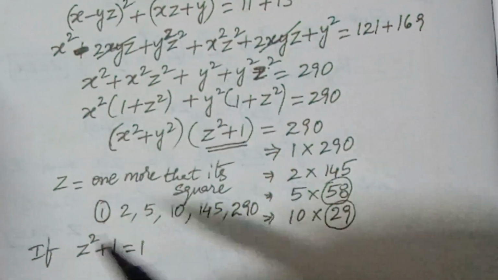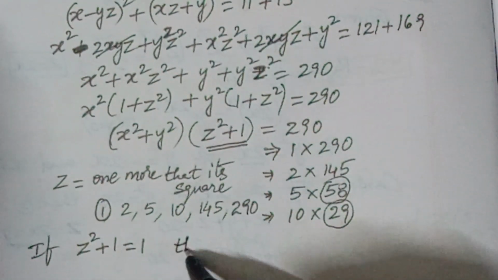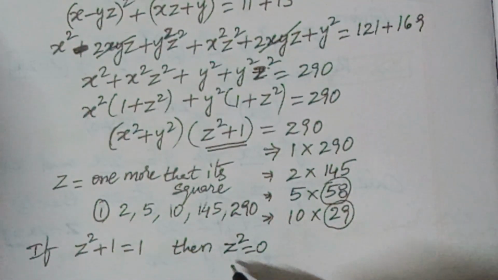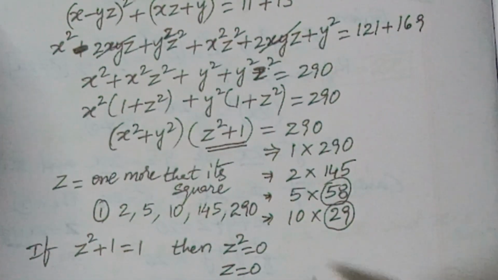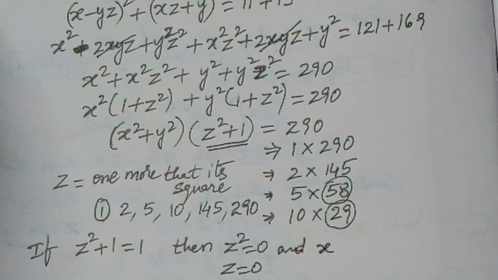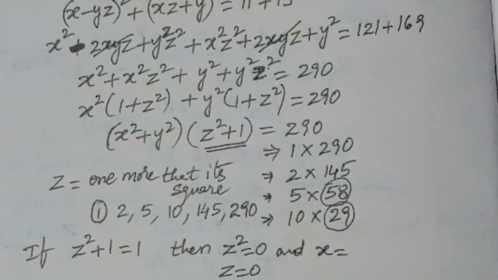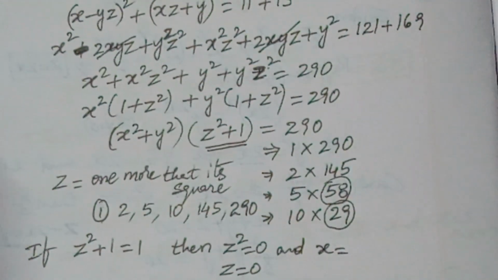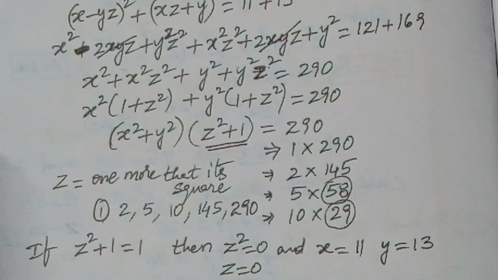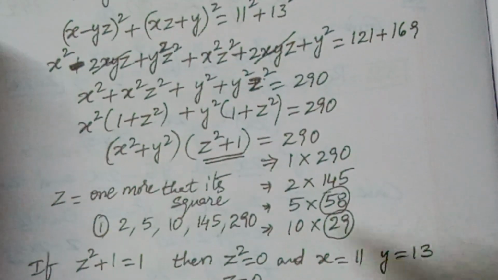First one I am taking, case 1: z square plus 1 equal to 1. Then z square is equal to 0, which means z is equal to 0. Then what happened to x? x is equal to 11 and y is equal to 13. So if z value is 0, then x value will be 11 and y value will be 13.